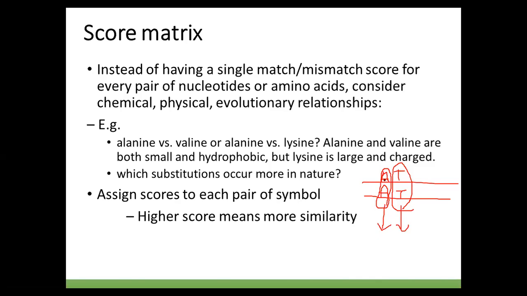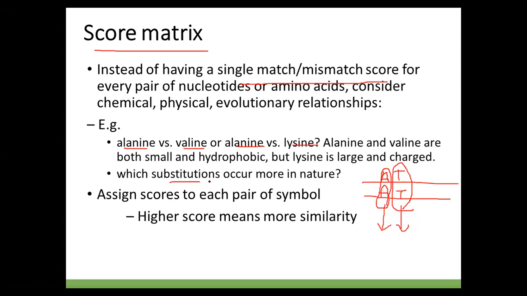Because of this reason, they have introduced scoring matrices. Instead of having a single match mismatch score like this, for every pair of nucleotides or amino acids, consider chemical, physical, evolutionary relationships. Examples are alanine and valine, or alanine versus lysine. Alanine and valine are both small and hydrophobic, but lysine is large and charged.